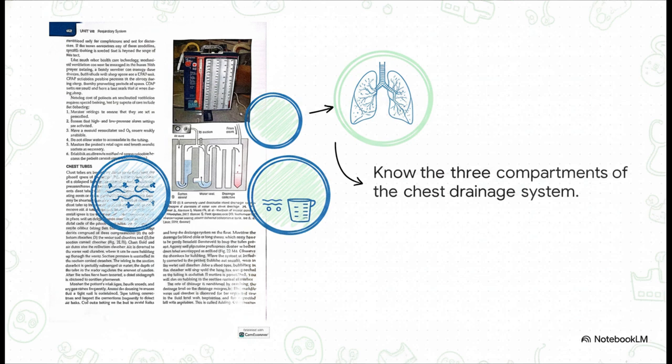And you absolutely must know its 3 main components. You've got the suction control chamber, which regulates the amount of suction being applied. Then there's the water seal chamber, which is crucial because it prevents air from flowing backwards into the patient. And finally, the drainage collection chamber, which is where you physically measure the fluid output.